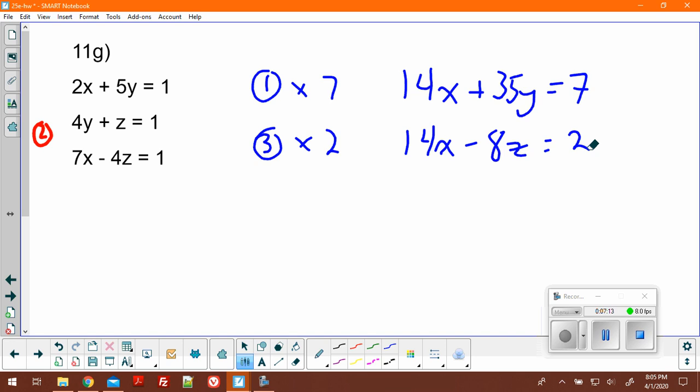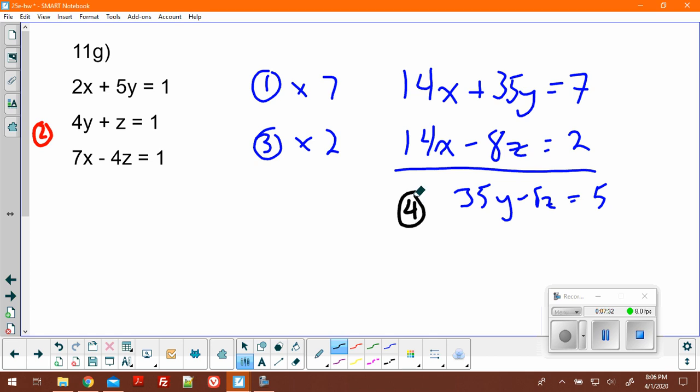Okay, now I subtract those equations. I'm going to have 35y minus 8z, right? I can't combine those, is equal to 5. Okay, and now I'd be ready to go with my other equation. So this is my equation 4. Okay, now having a look here, I have a 4y here and a 35y there. That is not nice at all. Actually, it should be plus 8z because I subtracted the negative 8 there.